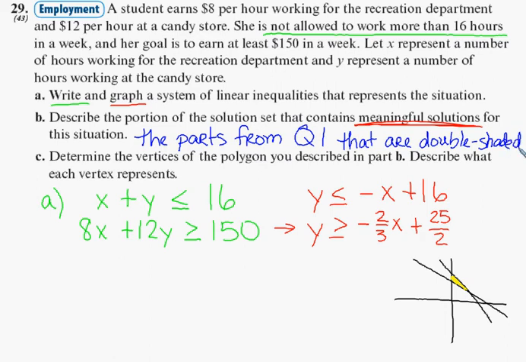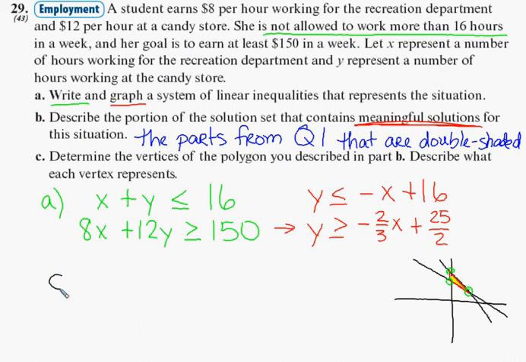Okay? So let's finish up with letter C. Determine the vertices of the polygon you described in part B. Well, we didn't even describe a polygon, did we? Well, it's a triangle, okay? Certainly it is a triangle. You can see that right here. I'll just outline that one more time. It's a triangle. And so there are 3 vertices, okay? So there's this vertex, and this vertex. Now, I'm hoping that you can see that these 2 vertices are just the y-intercepts for both equations. So, goodness, that should be pretty easy to identify.